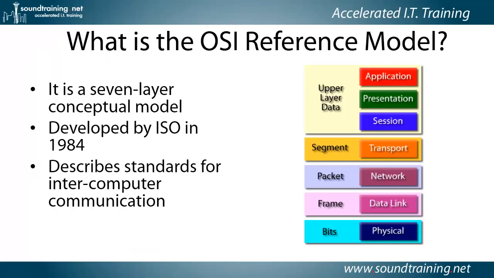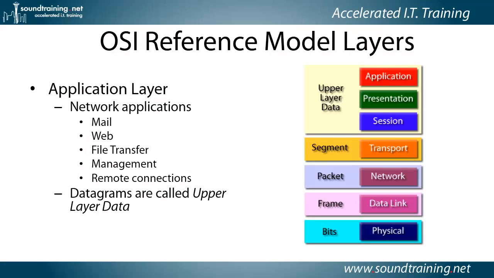What is the OSI reference model? It's a 7-layer conceptual model developed by ISO, the International Standardization Organization, in 1984, and it describes the standards for intercomputer communication. In other words, how does the data get from one computer on one network across cables and connectors and wireless or whatever to another computer on another network? And that's what the OSI reference model attempts to describe.